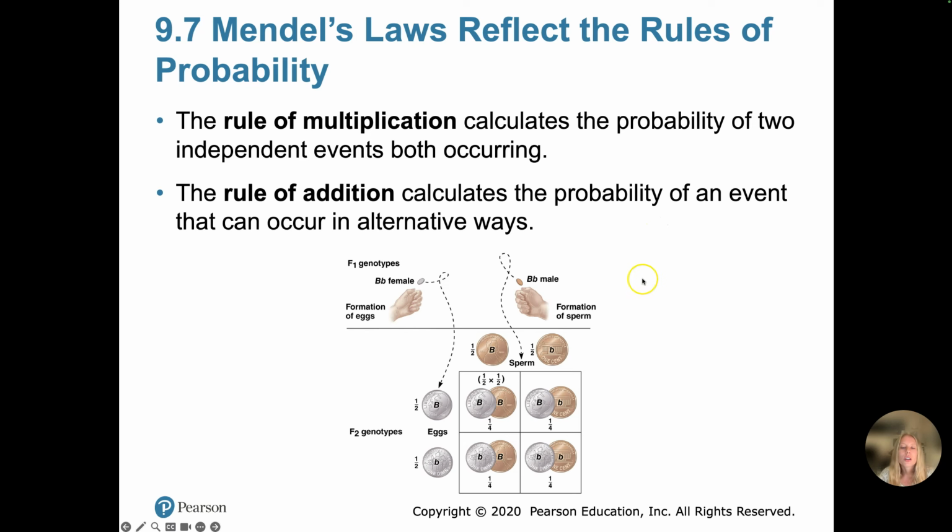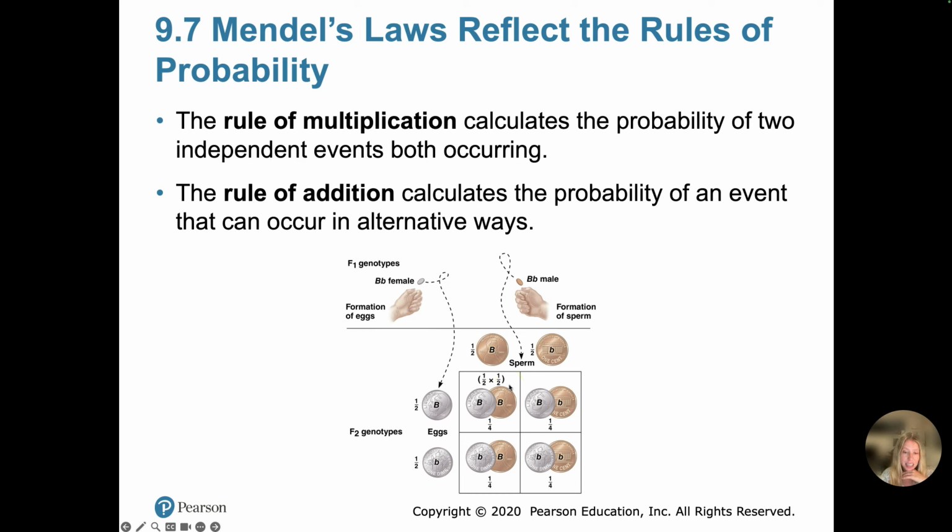Okay, so the rule of multiplication. We know that there's a half chance that the egg gets the capital B or the egg gets the lowercase b, and then the same for the sperm. We then multiply those 2 probabilities to determine the likelihood of them both occurring. So 1/2, which is the probability of the egg inheriting the capital B, times 1/2, which is the probability of the sperm inheriting the capital B.